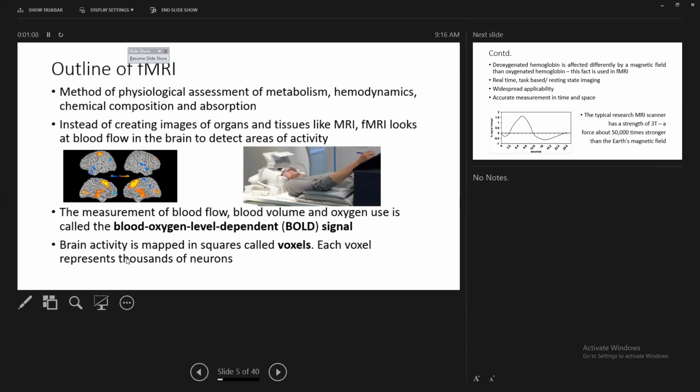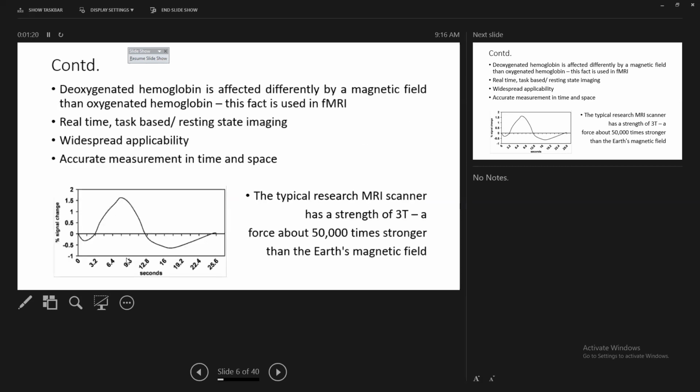Now, as we measure a picture in pixels, this is measured in voxels. Okay, it represents thousands of neurons. This is the unit of measurement, voxels. So the area of activity is often mapped by squares called voxels. Right.